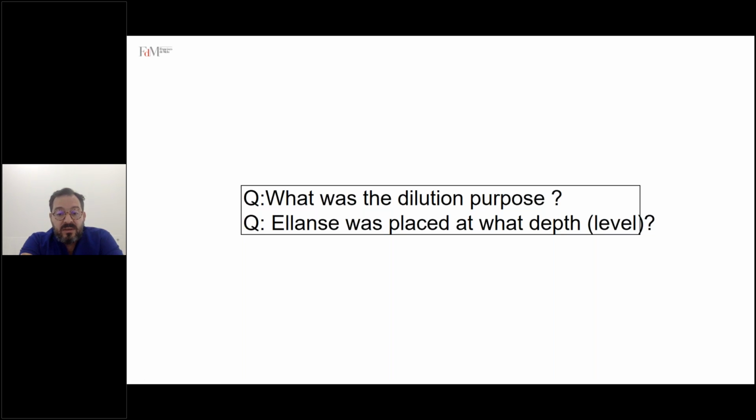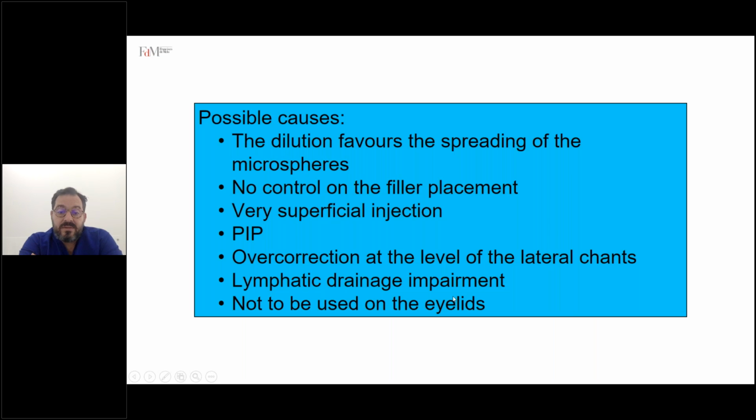That was the bolus. Now my question is, why do you dilute it? And I always got the same answer, is to make it weaker. It doesn't make it weaker, actually it makes it less predictable. And it was placed too superficial. So what do I advocate as a treatment for this? Can you go to the next one, please?